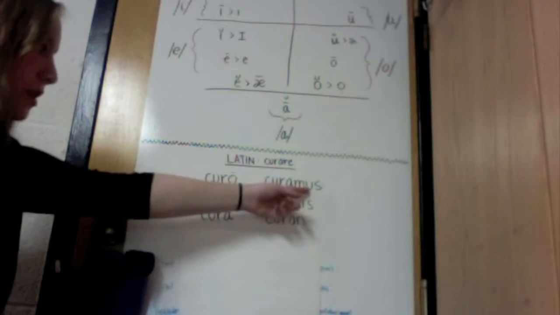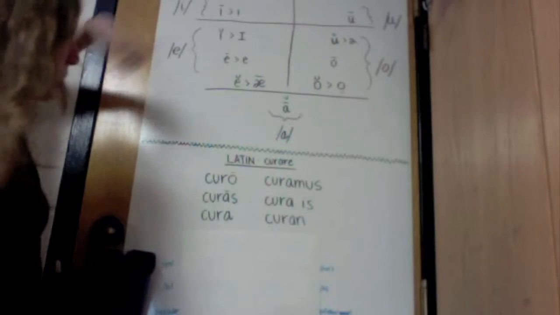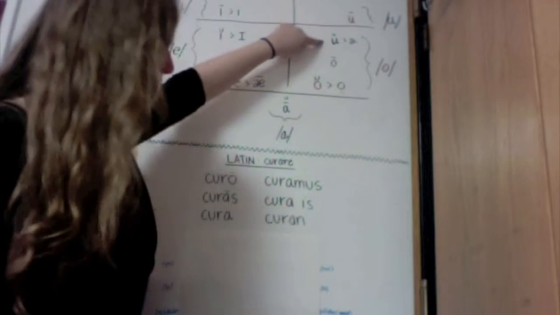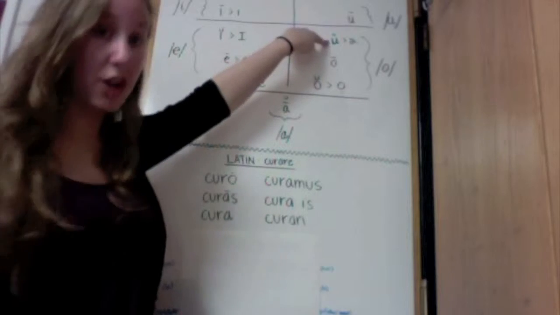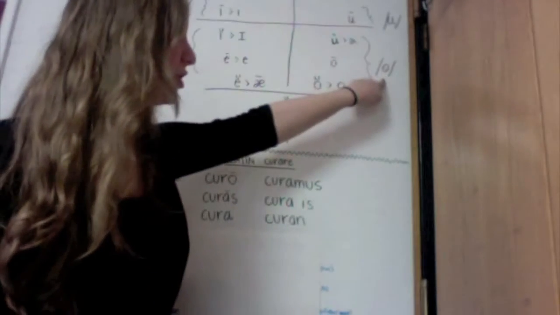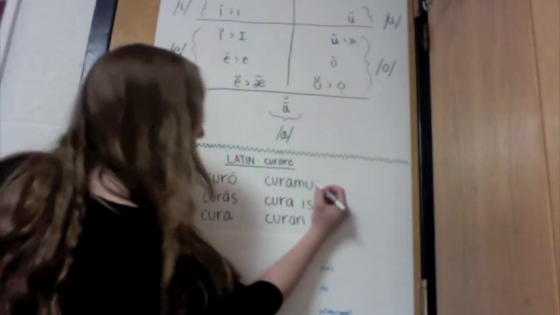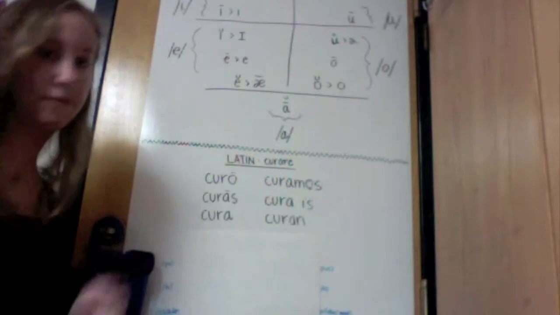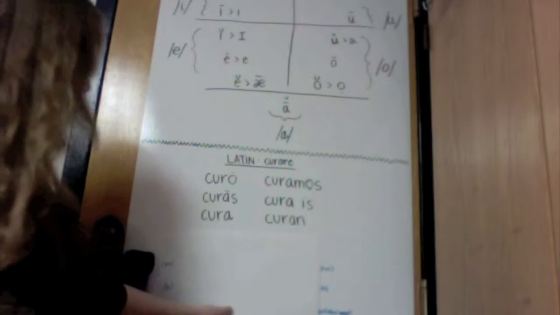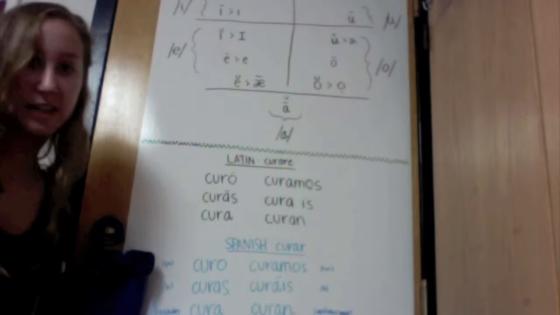And now you might be wondering, why is that U there? But what I just taught you is that this U in Latin is the sound, curamus. So it has to change to an O, making it curamos. And that should look exactly like the Spanish conjugation.